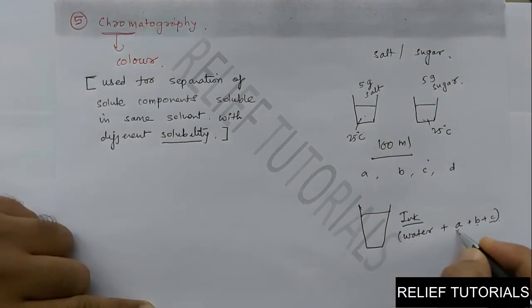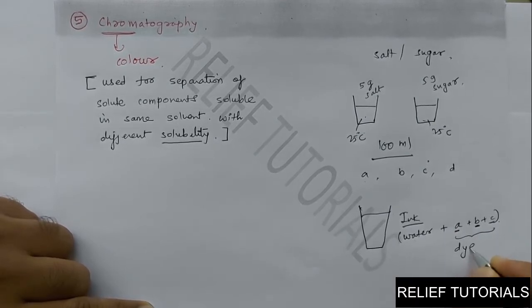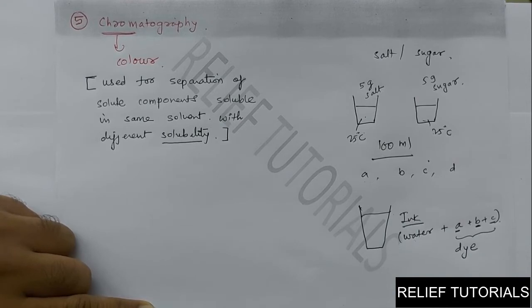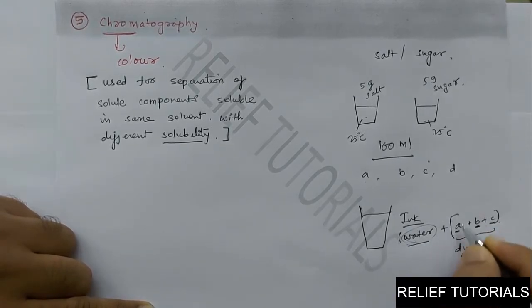Okay, so these are the three. We can say that all these three colored components are dye particles. Dye means colored components. All these three are soluble in the same solvent. They are dissolved in the same solvent. Are you getting my point? Now how can you differentiate water and three dye particles?